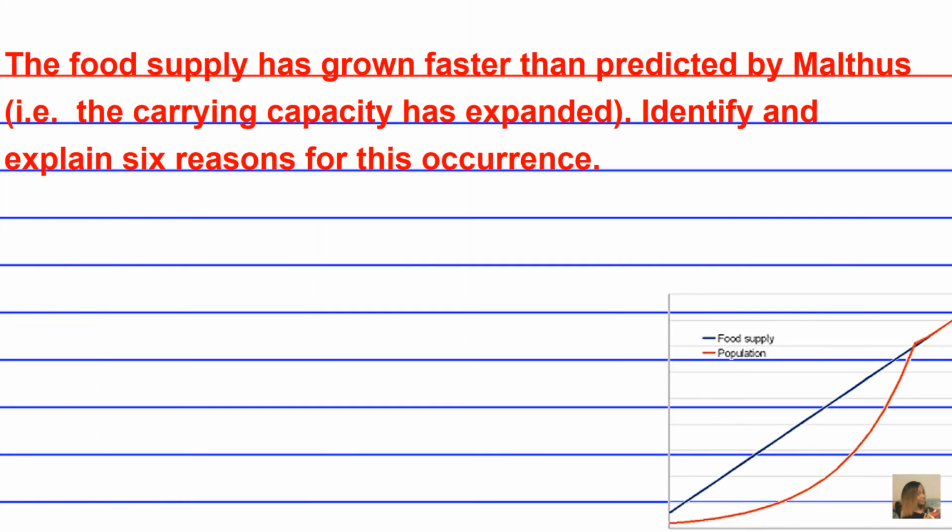All right. So a sixth reason why the food supply has grown faster than predicted by Malthus, thus expanding the carrying capacity of food to sustain our growing population, has to do with packaging, storing, or for lack of a better term, preserving. So, what does this specifically mean as it relates to food? I'll give you a moment to formulate and write out a concise answer. Press pause if you need to.